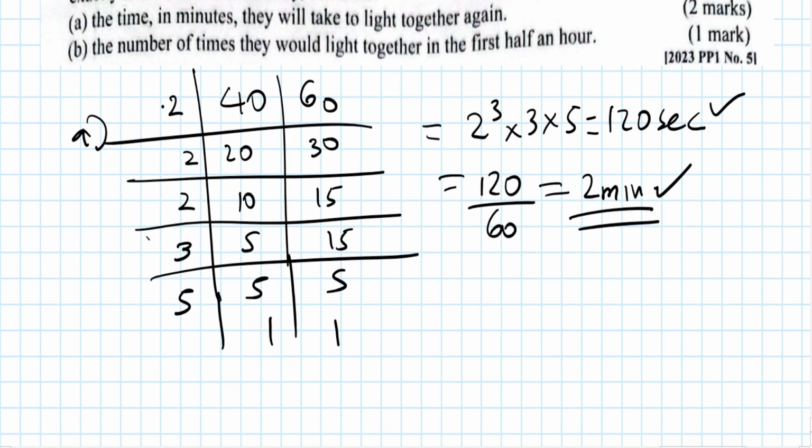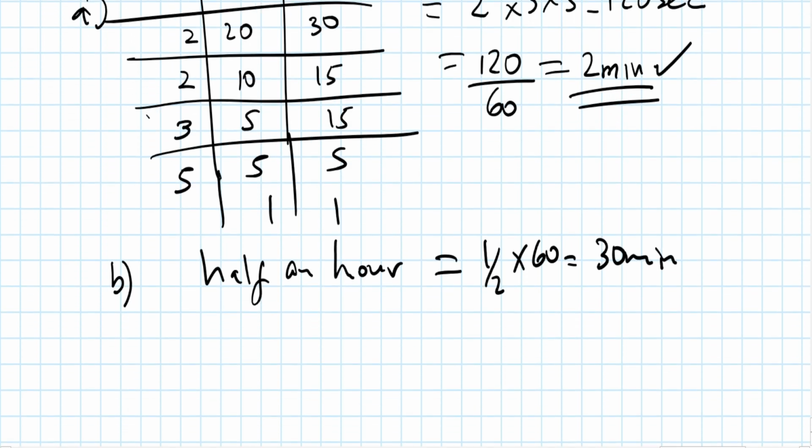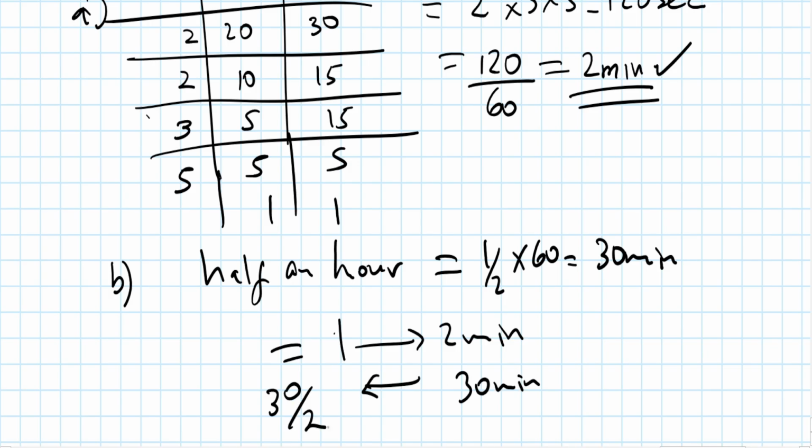Then how about question B? The number of times they will light together in the first half an hour. So half an hour is how many minutes? Half an hour is normally half of 60 minutes, which is 30 minutes. So if one time will be 2 minutes, then how about 30 minutes? You just take 30 divided by 2, and it's going to give you 15 times. So that is your answer.